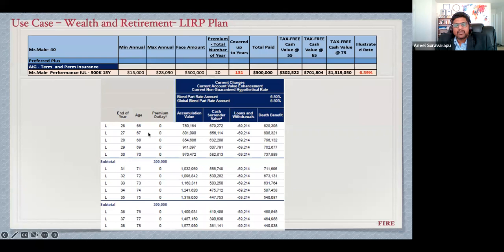So now he has properly funded the policy, 300K. Previously, Suresh garu told us about compounding.